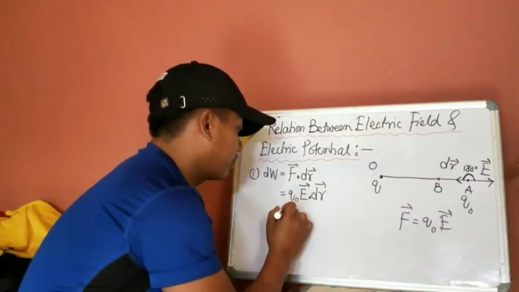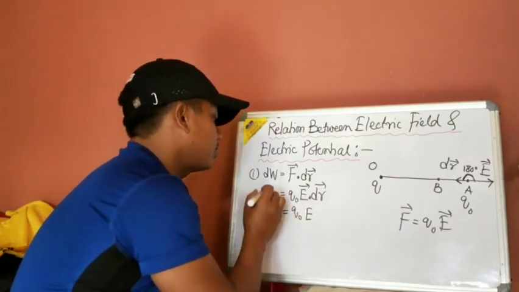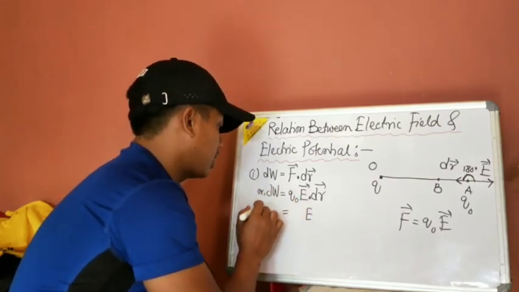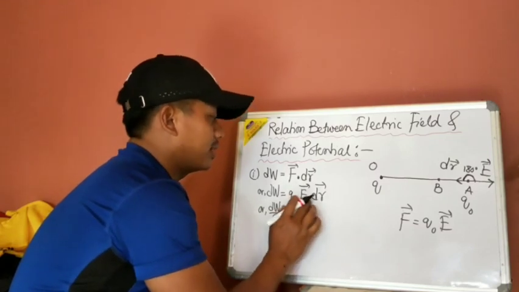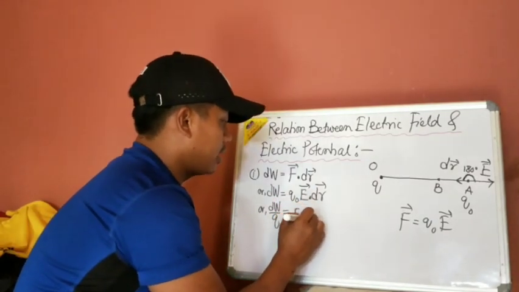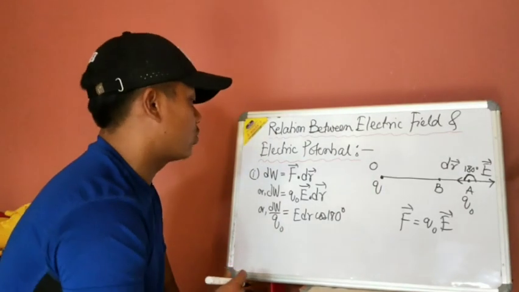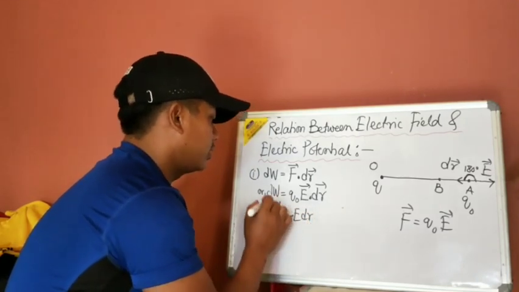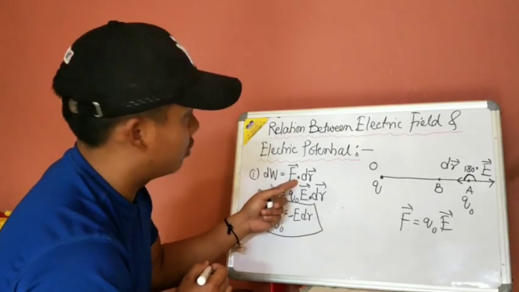Then expanding the dot product, dW is equal to minus Q naught. Transposing Q naught, dW by Q naught is equal to E vector dot dr vector. Expanding the dot product, E dr cos theta, where cos 180 degrees is minus 1, so there should be a minus sign here. So this is the work done, brought out from the concept of work done, the dot product of force into displacement.